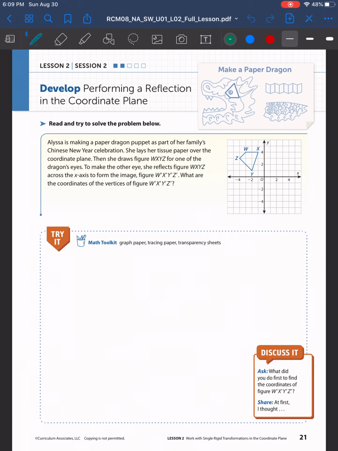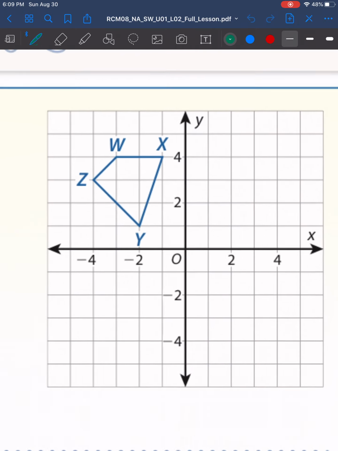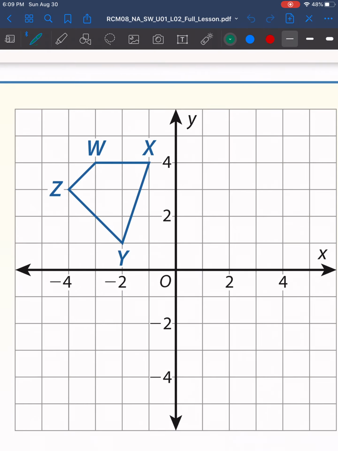We are on lesson 2, session 2, performing a reflection on the coordinate plane. Do you remember when I was saying things about the line of reflection? In this case it's the y-axis, or it could be the x-axis. Let's just say it's the y-axis. I haven't read the directions yet.